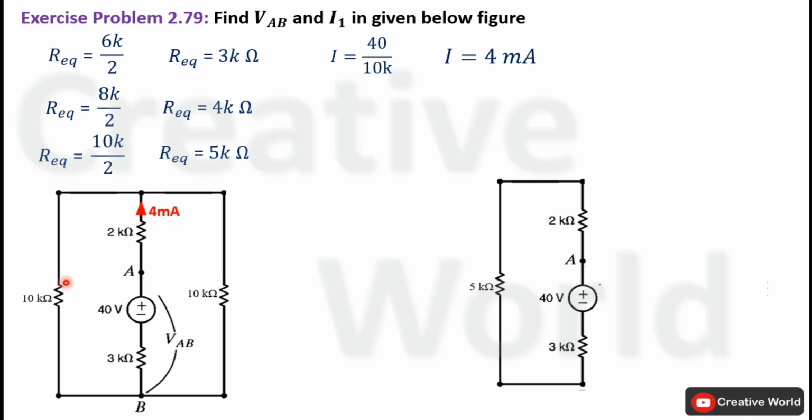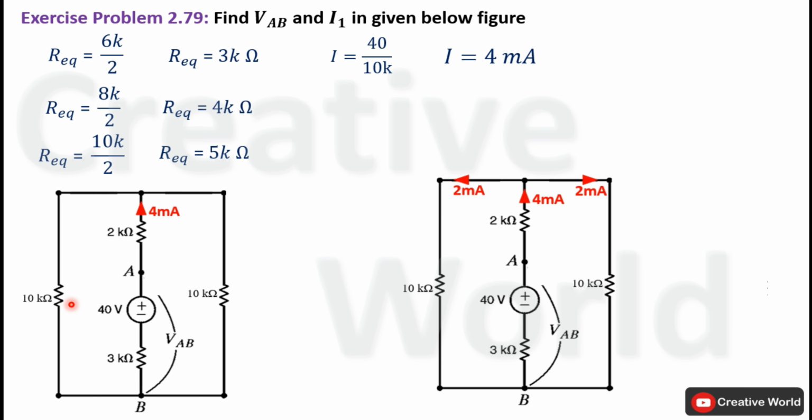Both branches have the same resistance values, so this current will be equally divided in both branches. So we can say that 2 milliampere current will flow from this branch and 2 milliampere current will flow from this branch. And the direction of current through these branches will be clockwise in this branch and counterclockwise in this branch. Modify the circuit.